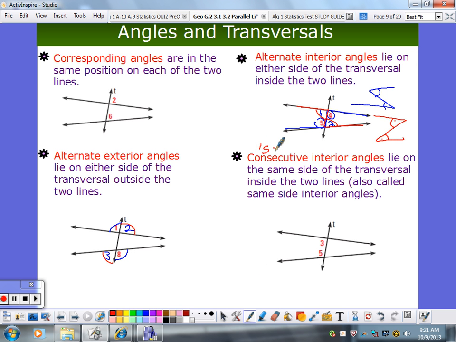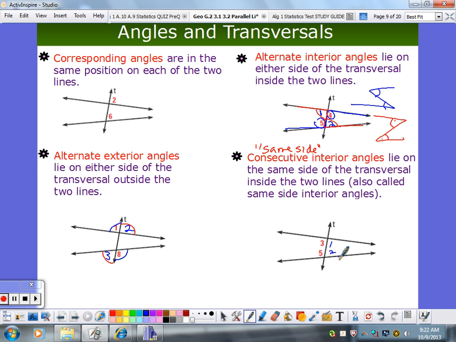Other kinds of lines that we have, consecutive interior. Sometimes these are called same side interior. I've seen it both ways. And how does that work? You have to be in the interior. So now I'm inside the two railroad tracks on the same side. So I've got another set, 1 and 2. This is another set of consecutive interior.